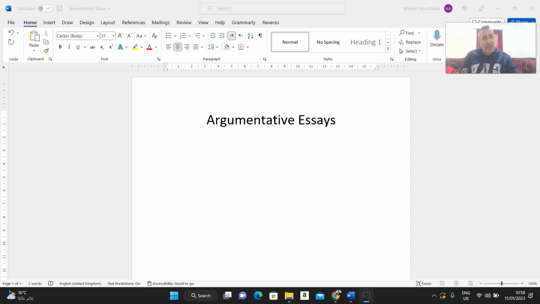Now, what is an argumentative essay, or what is an argument in general? An argument is like two or more opposing opinions or opposing points of view about a topic. So in the essay you're going to be speaking about your opinion, fine, but you are going to mention the other side's opinion and refute it, or prove that it's wrong.